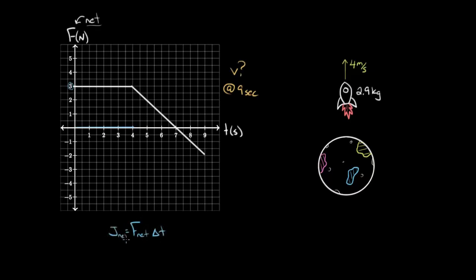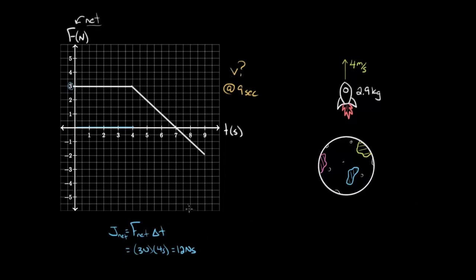So this gives us the net impulse. If we take this constant 3 newtons that acts, multiply by 4 seconds during which it acts, we get that there's an impulse of 12 newton seconds. Now you might be like, wait, who cares about newton seconds here? I want the velocity. I don't care about the force and the time. I want to know the velocity at 9 seconds.